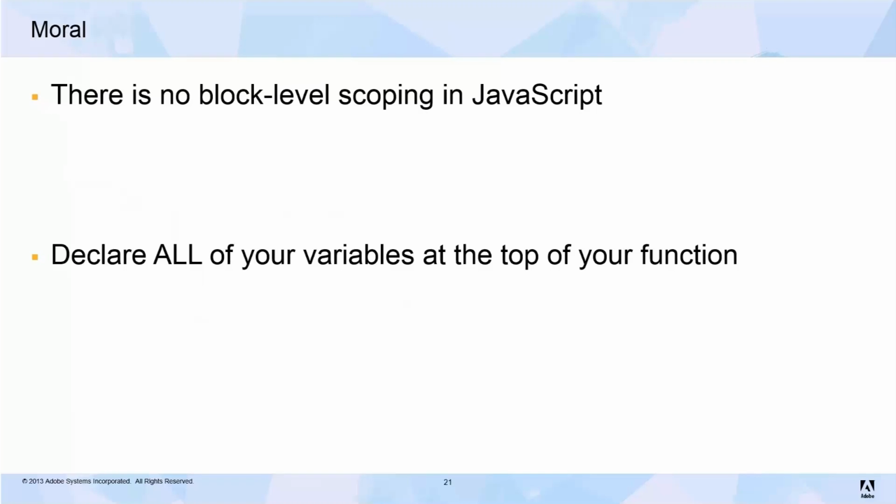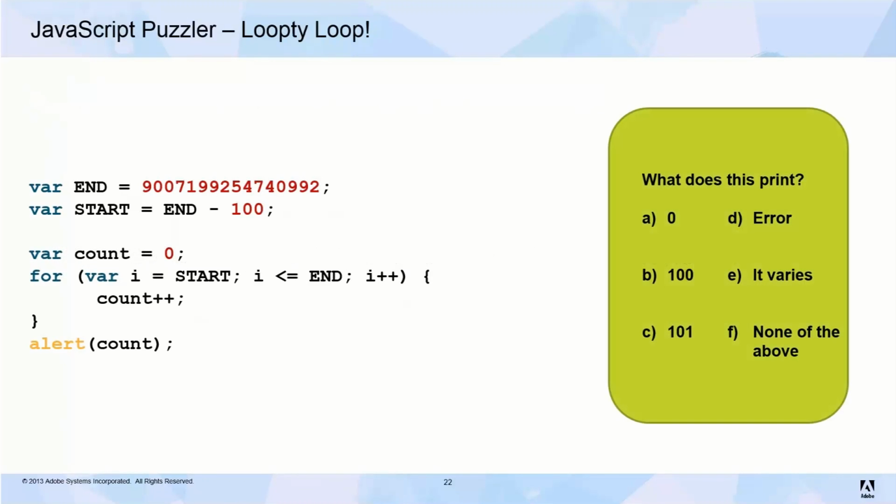I call this loop-de-loop. So the question's right up there. What does this print? There are two things I should point out here to help with the puzzler. One is that number isn't just any random number. That specifically is 2 to the 53.